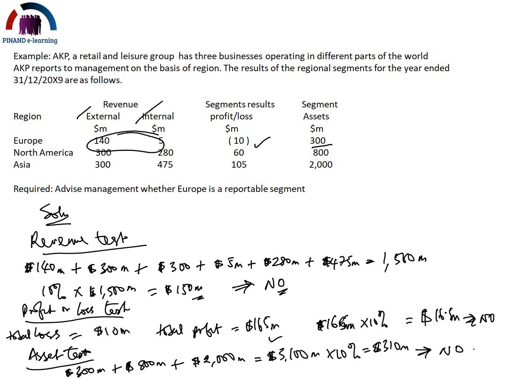If Europe had met any of these tests, or all of the tests, or two of them, the next thing I would have done was to carry out the 75% test and compare the external sales of Europe and see if it's up to 75% of the total external sales of Europe, North America, and Asia. If it is yes, then Europe alone will be a reportable segment. If no, all three of them will be reportable segments until that 75% test is passed for Europe. I hope it's very clear.